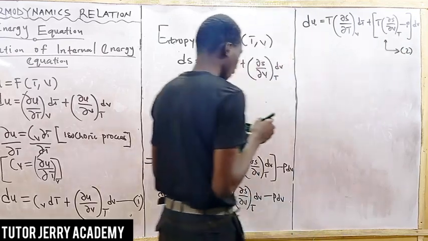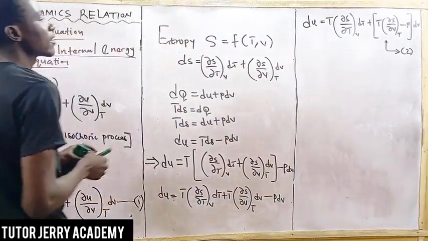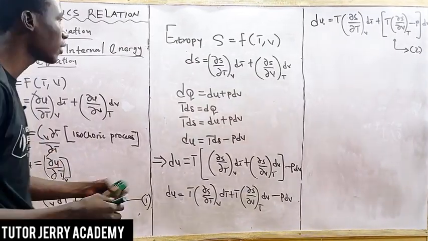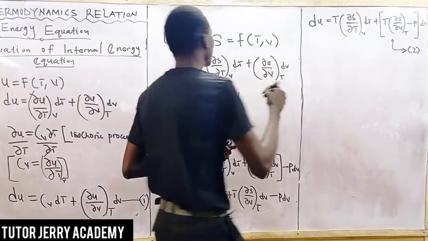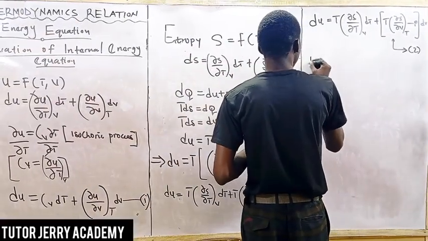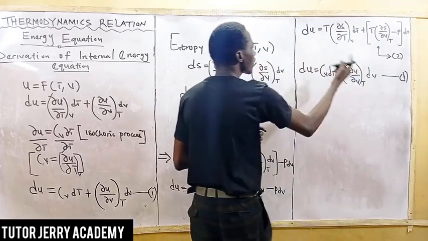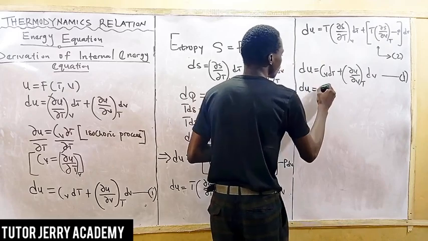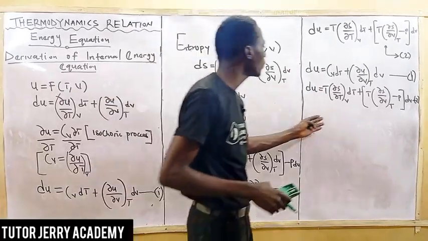So this is what we have. Next, we are going to be comparing both equation 1 and 2. So I will write equation 1 and 2 on the board. Equation 2 says that u is equal to t. Next, I'm going to be comparing both equations.